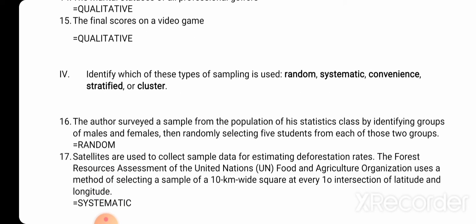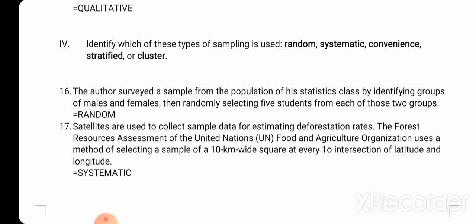So on the fourth page of this exercise, the task is to identify which type of sample is being used: random, systematic, convenience, stratified, or cluster. So the author surveyed a sample from a population of this statistics class by identifying groups of females, then randomly selecting 5 students from each of those groups. My answer is random because each member of this population has an equal chance of being selected.